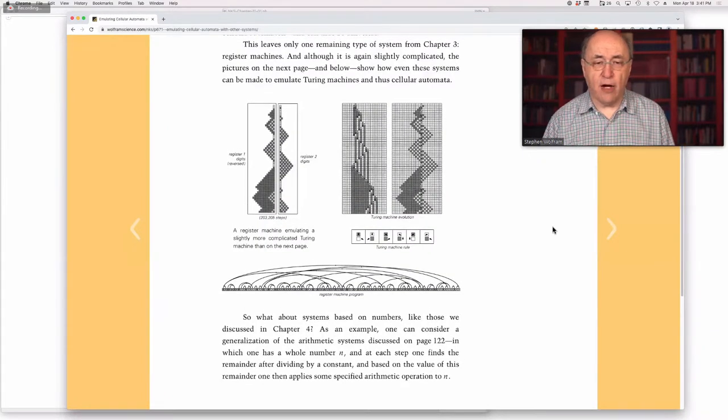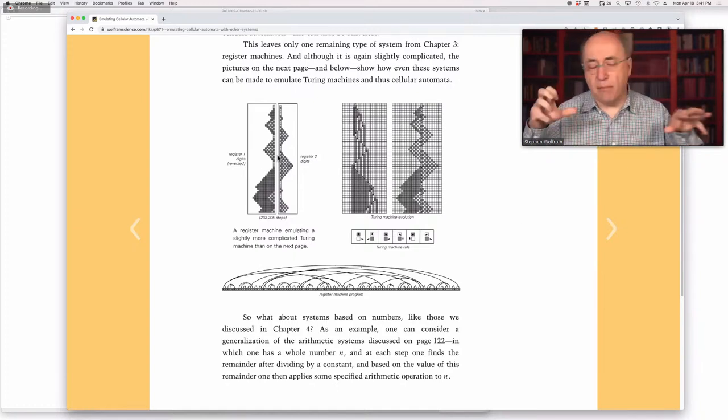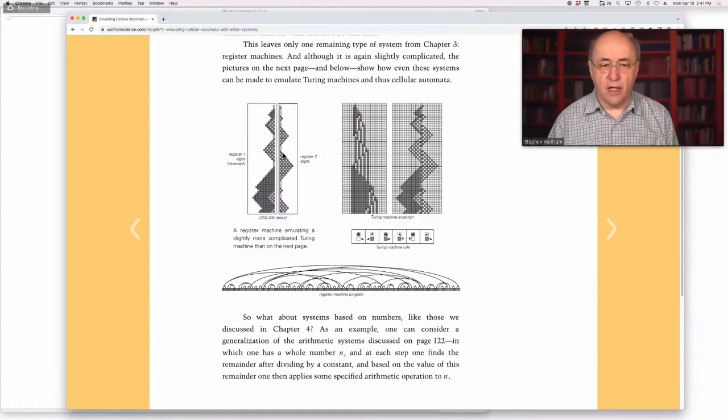So this is now again in the what can emulate what. This is a register machine, a bit like that tag system case. This is a register machine emulating a Turing machine. So we've got purely this thing with numbers and registers, and we've got this register machine program that just says increment the program counter, decrement, skip on zero, all these kinds of things.